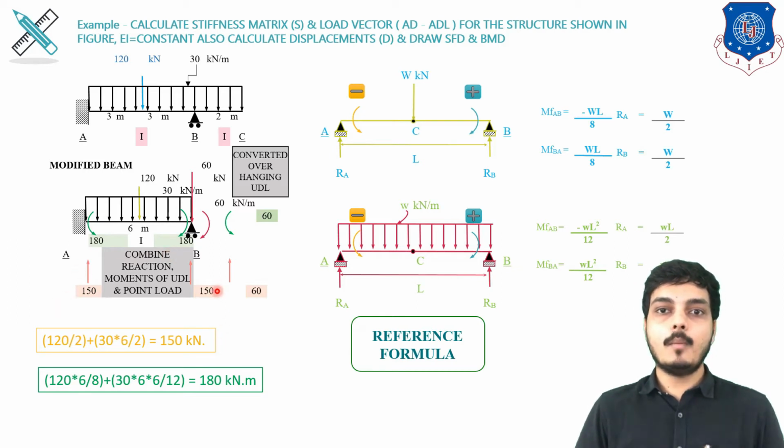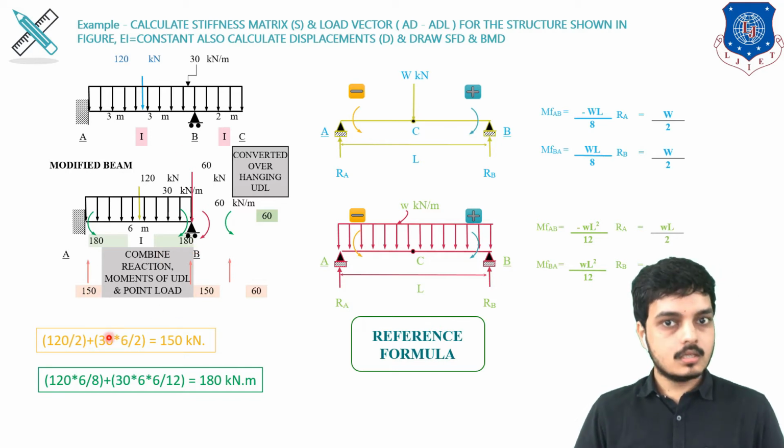Similarly, we will sum up the formulas for point load and UDL for reaction. W by 2 for point load and WL by 2 for UDL. So 120 by 2 and 30 multiplied by 6 divided by 2, we get 150 kN. Both reactions will be upward as the loads are downward, so both are positive. Now this UDL is converted into this moment and point load, which I have kept extra.